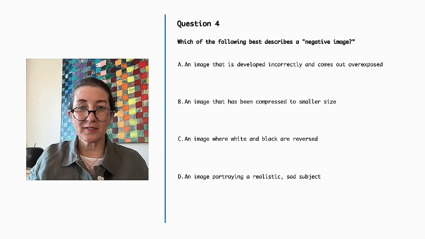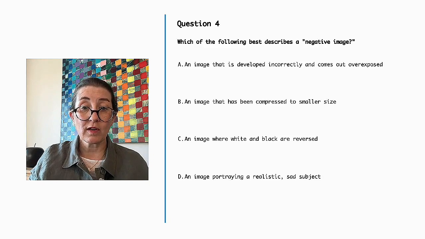Question number 4. Which of the following best describes a negative image? An image that is developed incorrectly and comes out overexposed. An image that has been compressed to a smaller size. An image where black and white are reversed. Or an image portraying a realistic, sad subject.